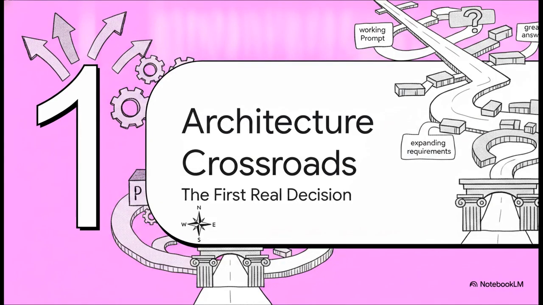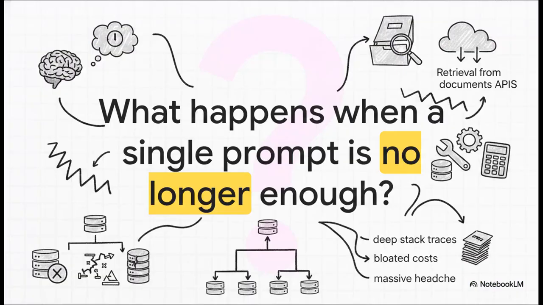Section 1, the architectural crossroads. Picture this. Everything usually starts out totally fine. You've got a working prompt, the model is giving you great answers, life is good. But then, the requirements expand. Suddenly, you're faced with this massive question. What happens when a single prompt just isn't enough anymore?